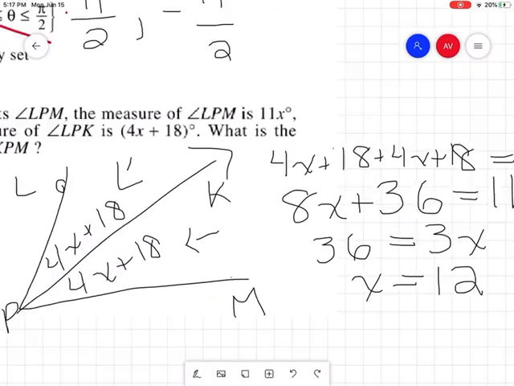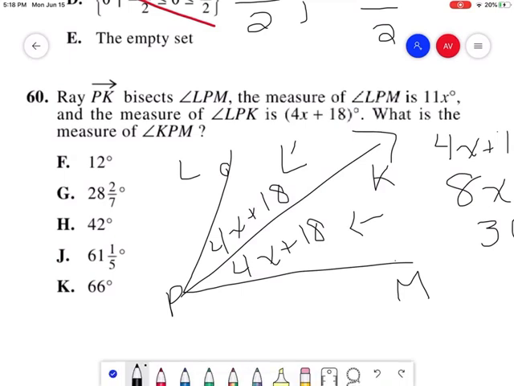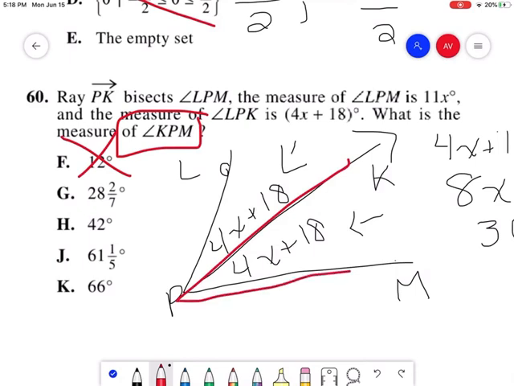So we got x equals 12 as our answer, but the problem is not asking for the value of x. And if we were to make that mistake, we would choose the wrong answer, 12, as our answer. But the problem is asking for the value of angle KPM, not x. So to find the value of angle KPM, we know that angle KPM right here, this angle, is going to be equal to 4x plus 18.